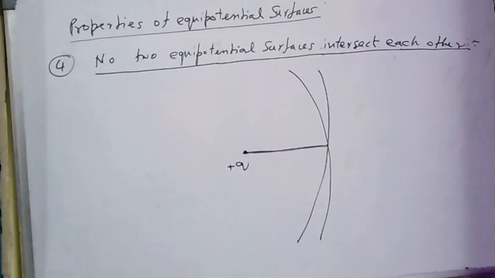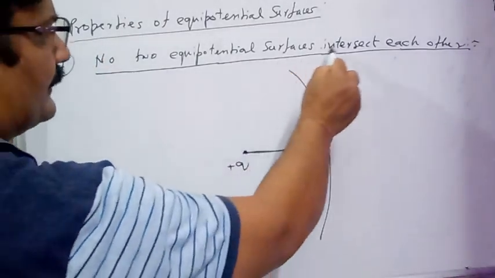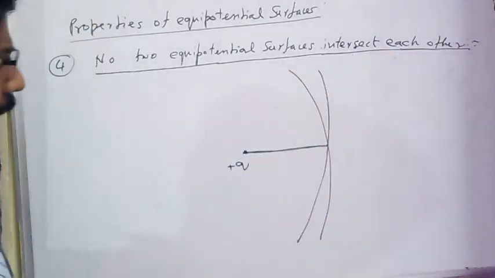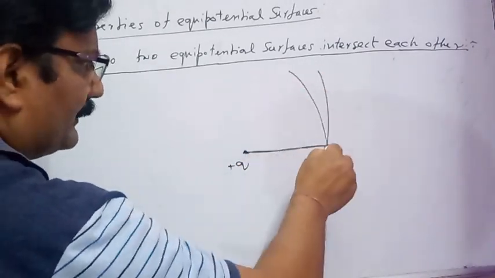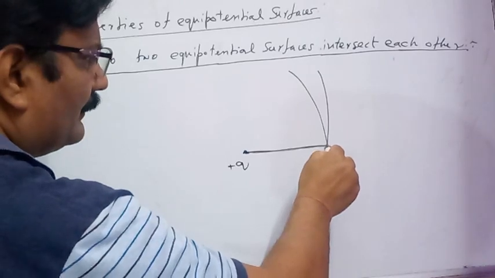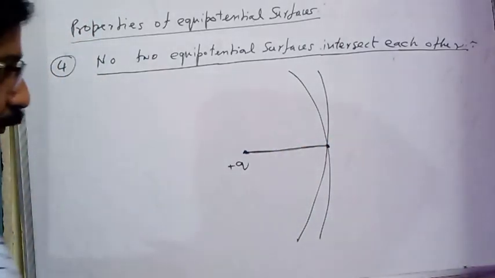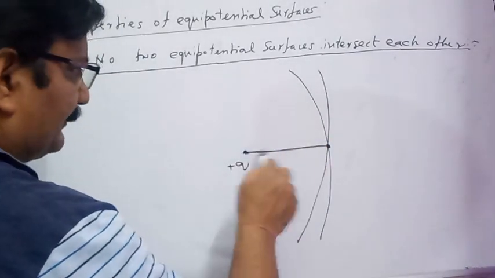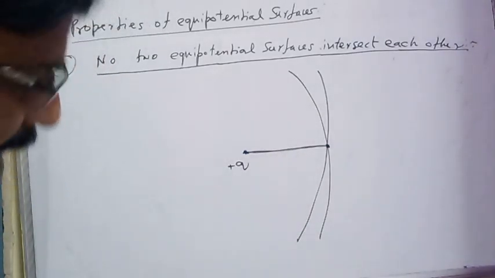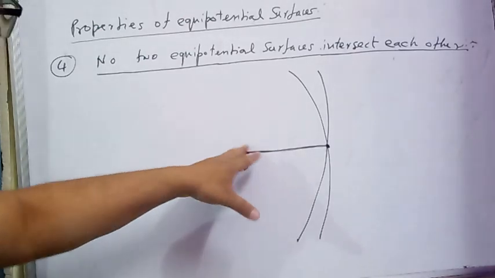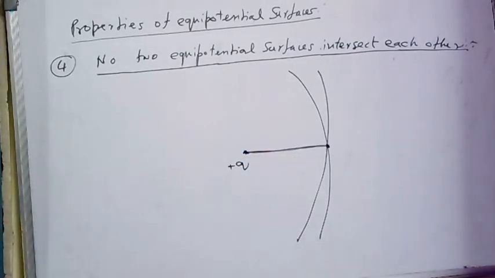Students, fourth property of the equipotential surface, no two equipotential surfaces intersect each other. If two equipotential surfaces intersect at a point, there are going to be two values of the electric potential at the same point in the presence of the charge, and that is not possible. That is why two equipotential surfaces never intersect each other in the presence of a charge.